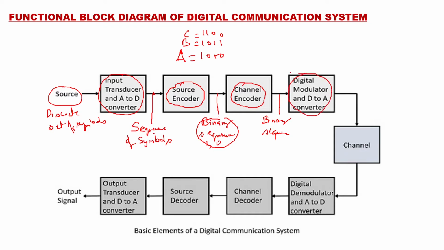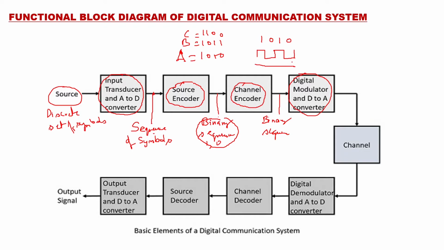Digital modulator. Now here it will be like this. Say your binary sequence is 1010. It can be represented in any line format. Say I represent it like this: this is 1, this is 0, this is 1, this is 0. Now this message is your information signal in digital format.